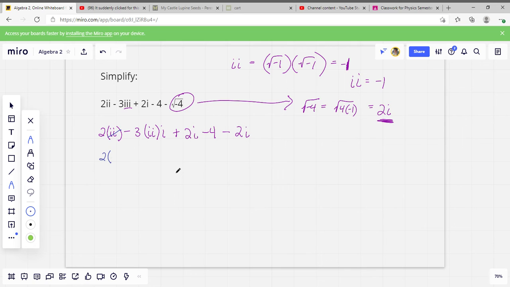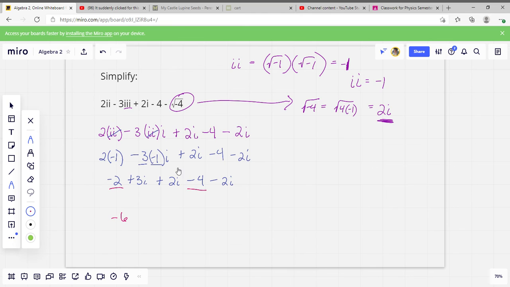So 2 times negative 1 minus 3, that turns into negative 1. We've got an i left. Plus 2i minus 4 minus 2i. Okay, 2 times negative 1 would be negative 2. Negative 3 times negative 1 would be positive 3i plus 2i minus 4 minus 2i. Okay, now I need to put my real parts together first. I've got negative 2, negative 4. That would be negative 6.